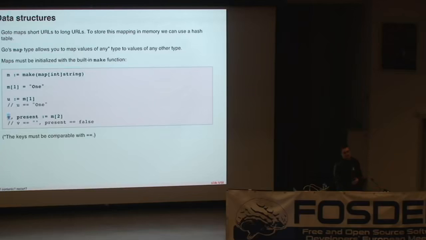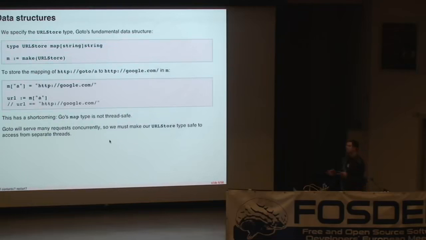But the second value is a Boolean value that indicates whether that key is actually present in the map or not. And in this instance, there isn't a 2 in that map. And so v would be an empty string, and present would be false. But if I put a comma present after the u, then present would have been equal to true.